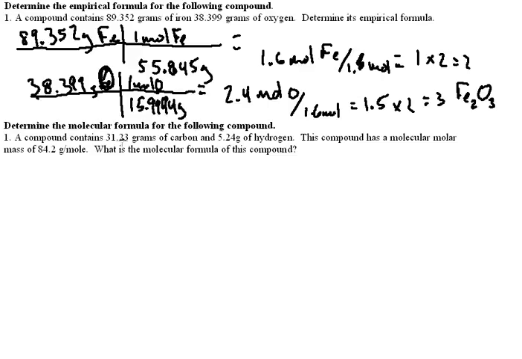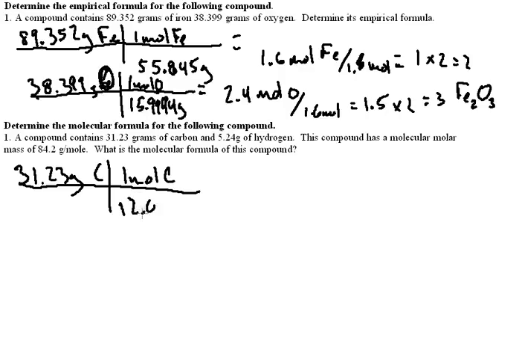Molecular formulas are very similar, do the same steps. Here we've got grams of carbon and grams of hydrogen. We're going to convert both of them into moles, and then we're going to come up with the molar mass of our empirical formula. We're going to compare it to the molar mass of our molecular formula. So we're going to take 31.23 grams of carbon, convert that to moles. 1 mole of carbon is 12.011 grams of carbon. So if I do this, we should end up with about 2.6 moles of carbon.